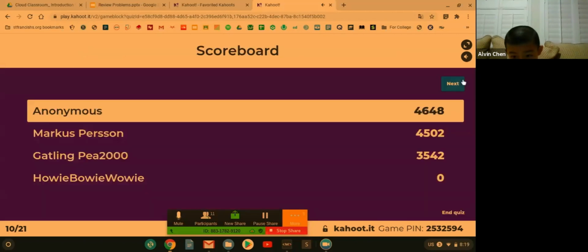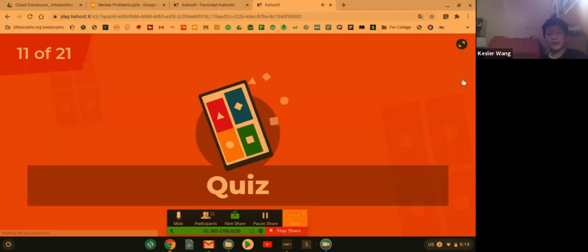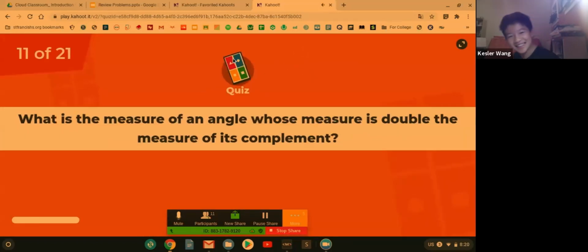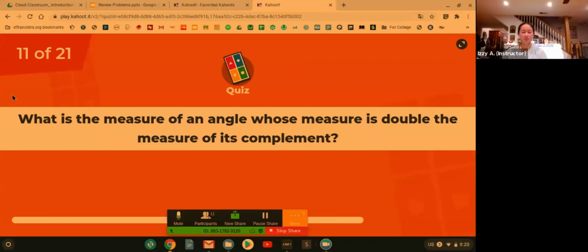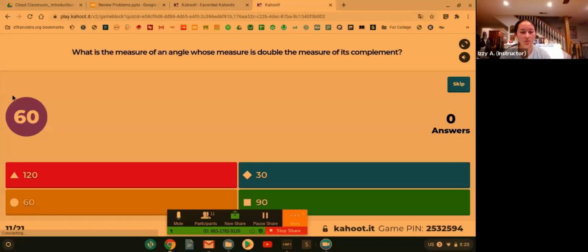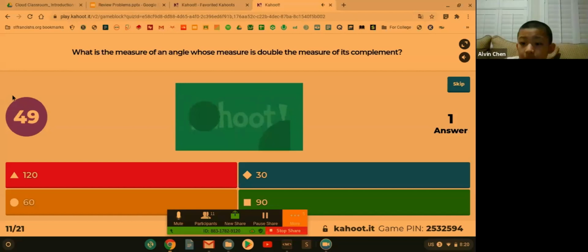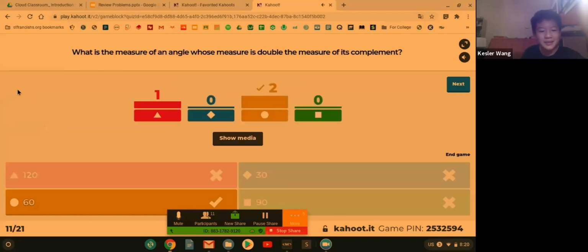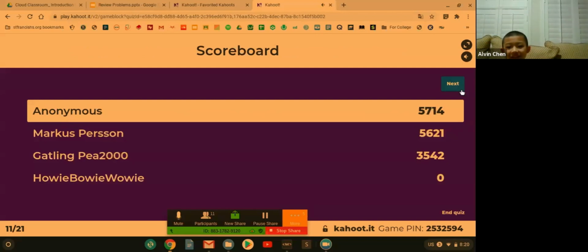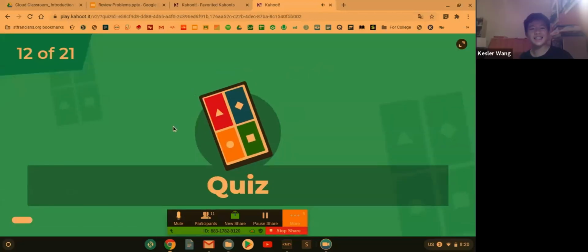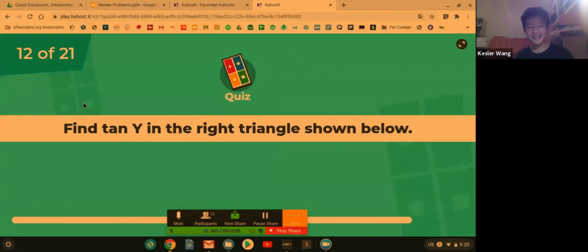How is Howie Bowie Wowie still at 0 points? He hasn't been answering, I think. What is the measurement of an angle whose measure is double the measure of its complement? This should be pretty easy, you know? Dang it, my hand slipped. I know, I was going for 60, but then I slipped. Literally.